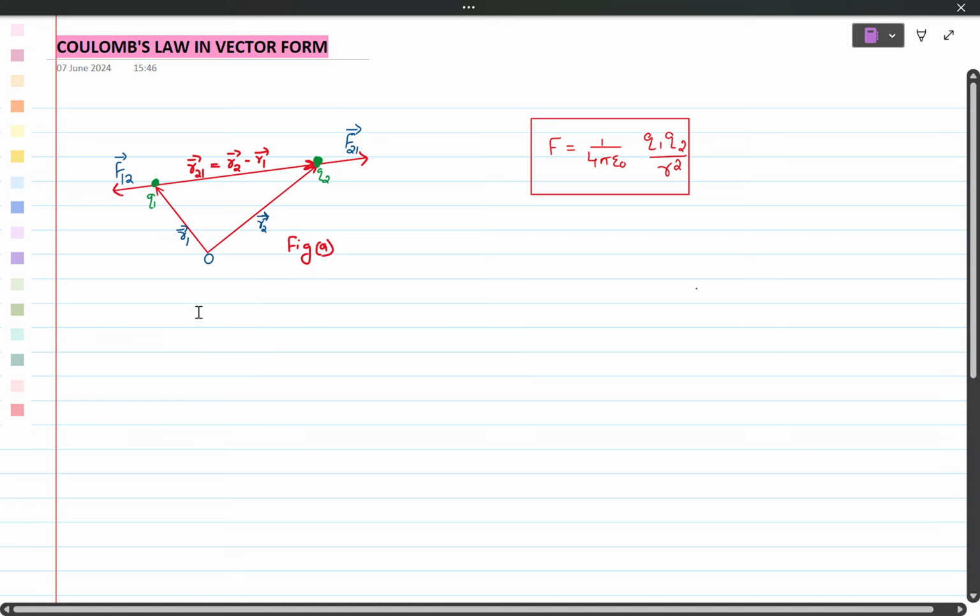Hi, now we are going to learn how to express Coulomb's law in vector form.